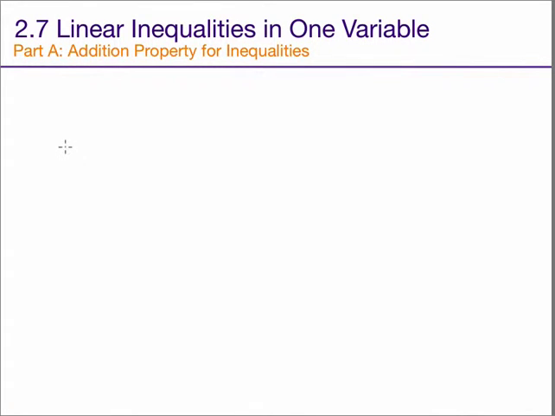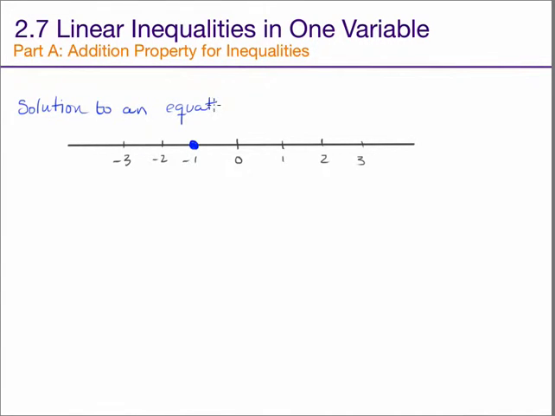So far we've been solving equations. The solution to an equation is a single value. For example, if when I solve an equation I get the answer x equals -1, then I can plot my answer. I can show the value of my answer on my number line, like this. This is the solution to an equation. The solution to an inequality can also be plotted on a number line.